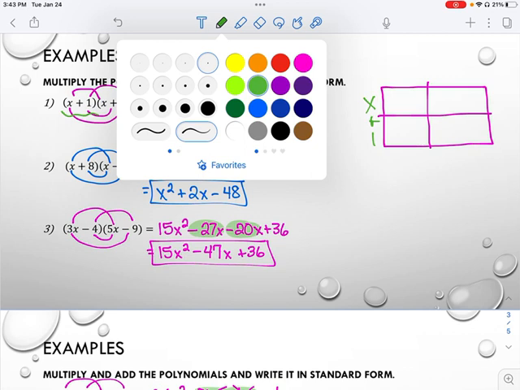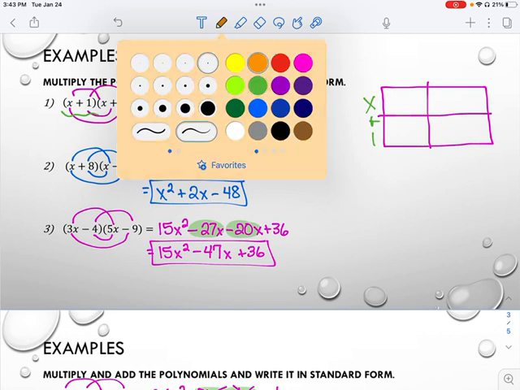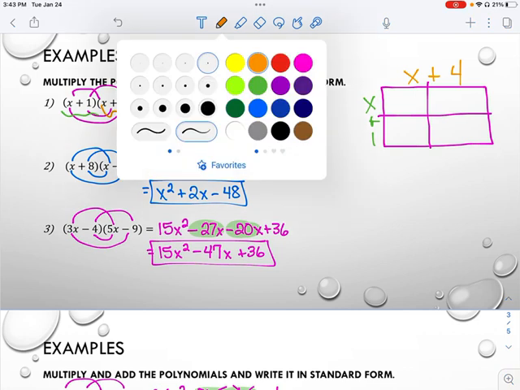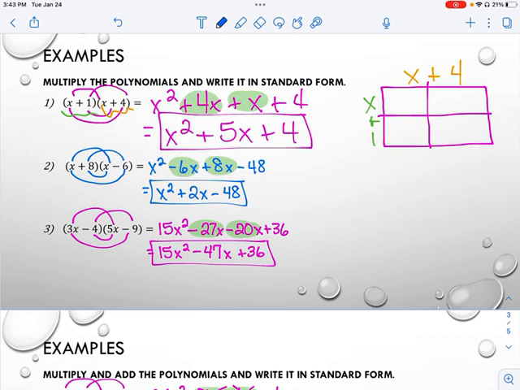Then I'm going to take and I'm going to do the second one. And the second one is x plus 4. So I'm going to go x plus 4. Then what I simply do is I match them in each square. So what I'm going to start off with is I'm going to take x times x. That gives me x squared. Now I move it to 4 times x, which is 4x. Then I move it to 1 times x, which is 1x. And then I move it to 1 times 4, which is 4.